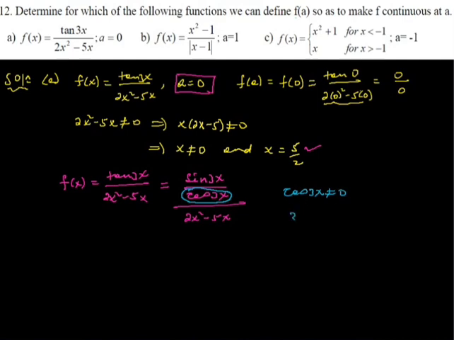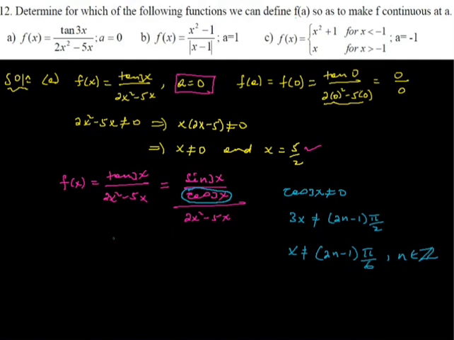That means 3x cannot be an odd integral multiple of pi over 2, because at an odd integral multiple of pi over 2, cos becomes 0. So 3x cannot be this number. That means x cannot be 2n minus 1 times pi over 6, where this n is an element of integer.